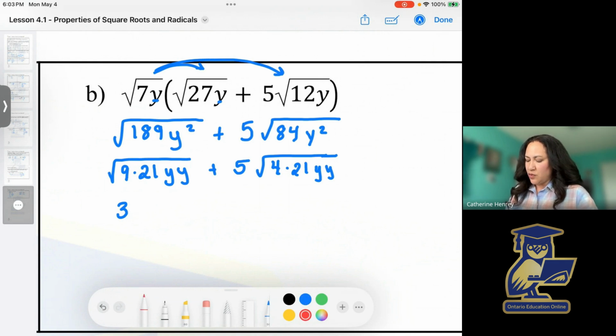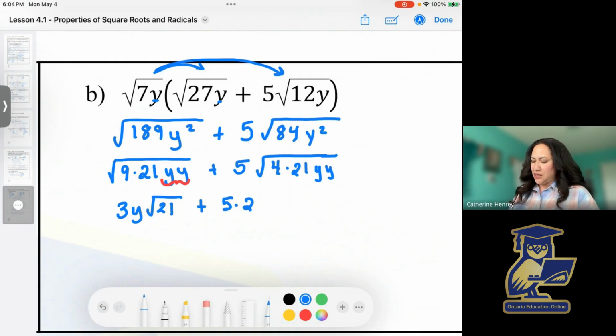But remember, with the square root, we can take out a variable for every pair. So I'll pull out a y. And so I leave the 21 under the radical sign. Moving over, 5 times, I can take the square root of 4. And that's 2. And I can't take the square root of 21. But I can take the square root of this pair of y's here. So I'll pull out a y. And what's left is the square root of 21.